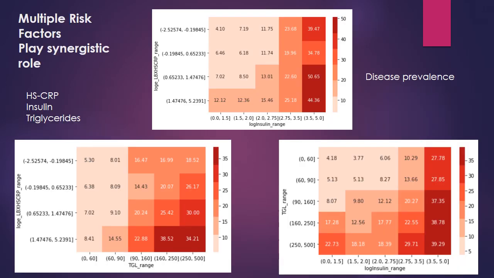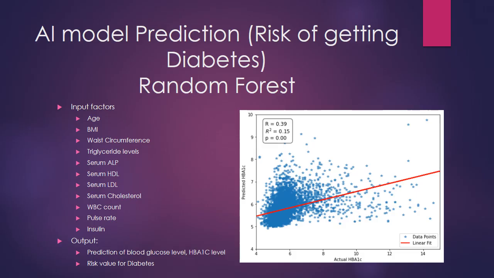Multiple risk factors play a synergistic role. This slide emphasizes that multiple risk factors such as hsCRP, insulin, and triglycerides work together synergistically to increase the overall prevalence of diabetes. AI model prediction of risk of getting diabetes.